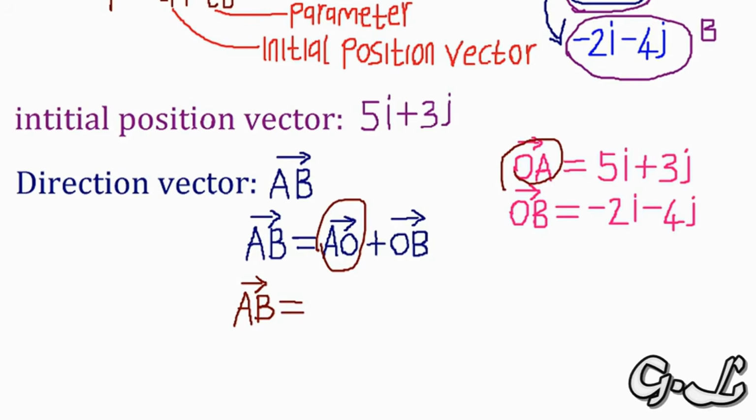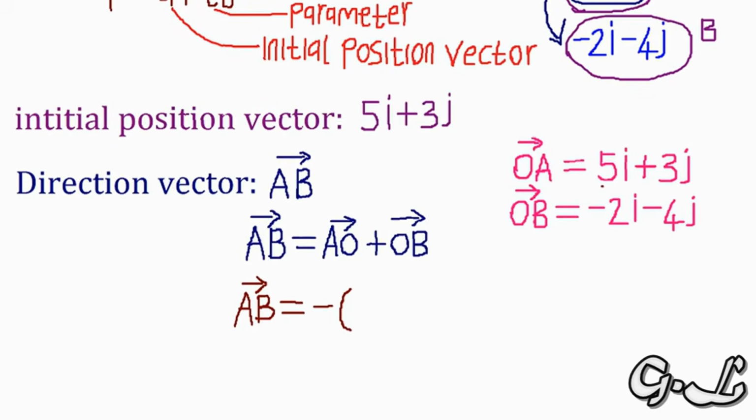So we have AO in blue and we have OA in pink. So that is how it is going to be. This is the reverse form, so the negative is going to be introduced like that. And this time around, I'm going to show you how this works when you consider the form 5i plus 3j and negative 2i negative 4j.